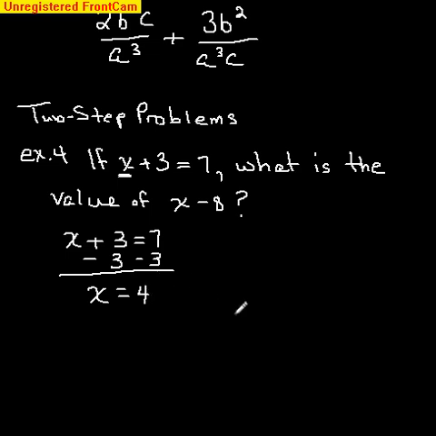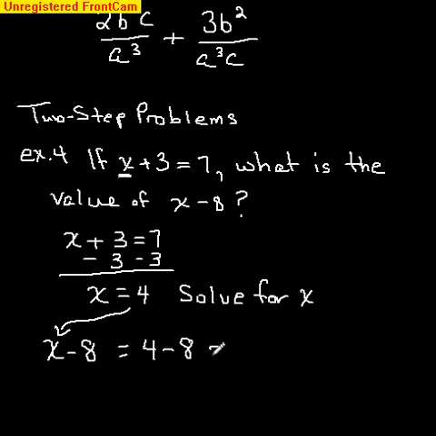So first step is you solve for x, or whatever variable you have, of course. And then you substitute into your expression, substitute 4 in for the x, and you're going to get 4 minus 8, and the answer to the entire problem is going to be negative 4. So you solve for x, and then you substitute. And that's about it for lesson 41.